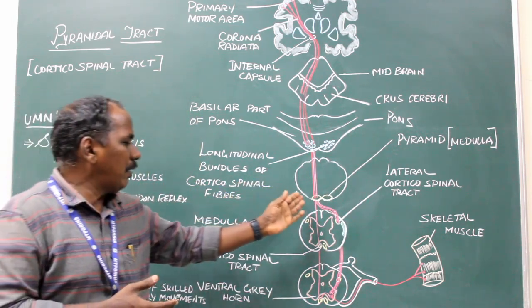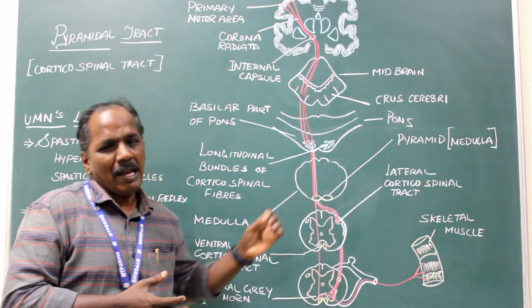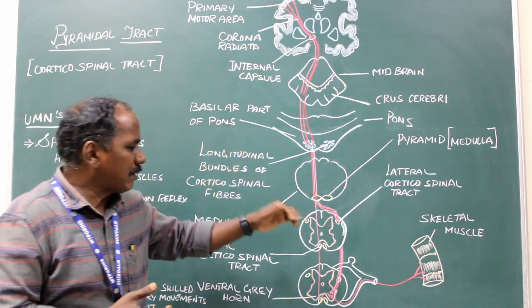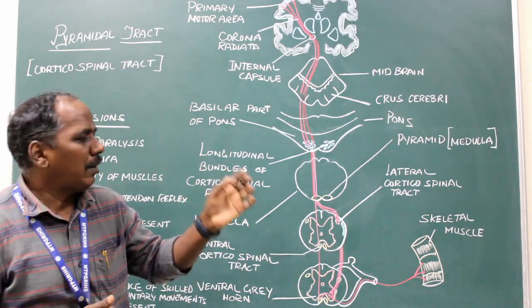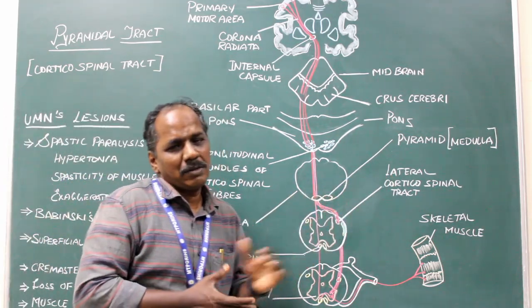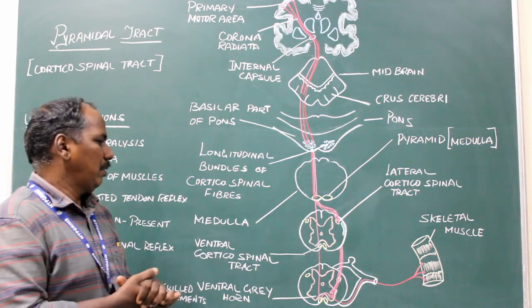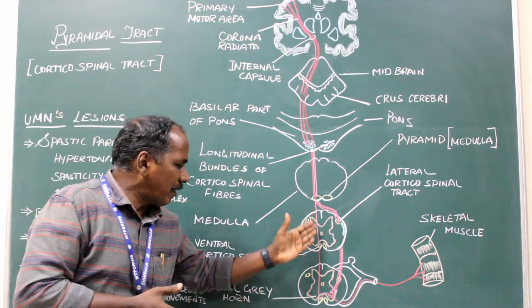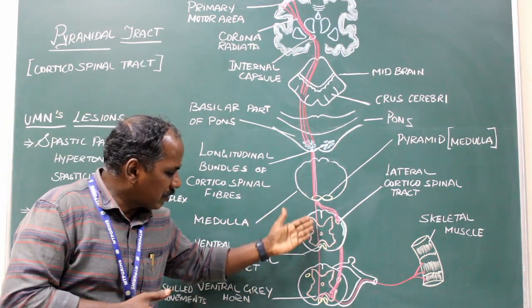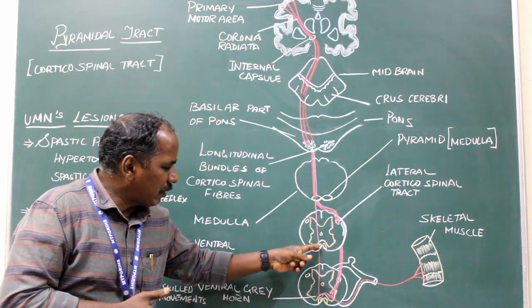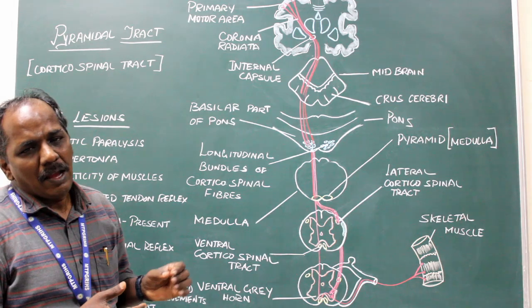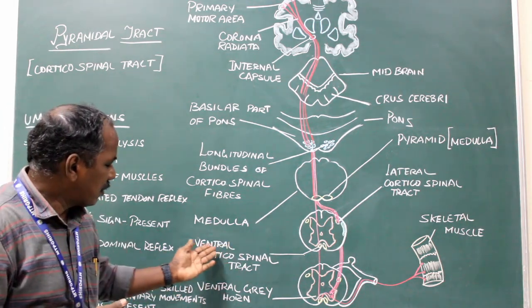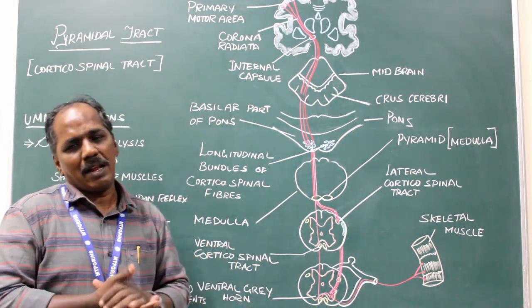So the majority of the fibers cross to the opposite side and enter the lateral white column of the spinal cord and continue as lateral corticospinal tract. The uncrossed fibers descend on the same side and enter the anterior white column and continue as ventral corticospinal tract.